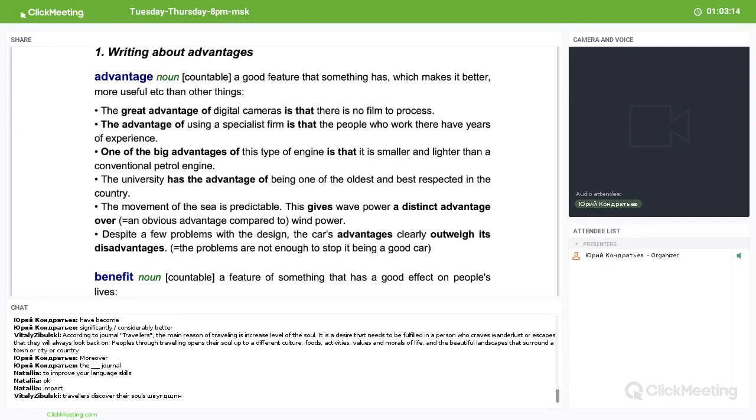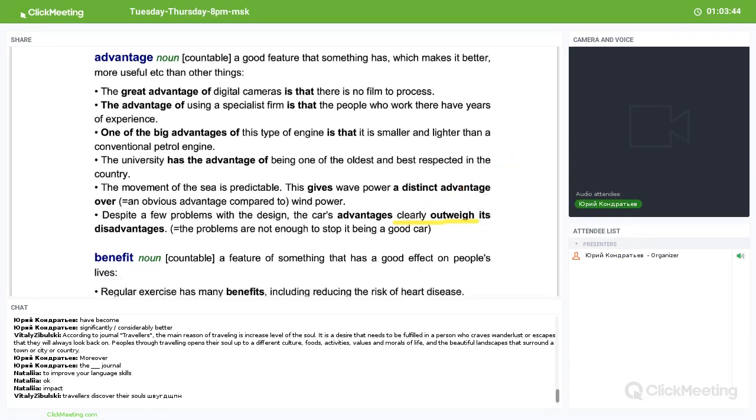The movement of the sea is predictable. This gives wave power a distinct advantage over wind power. So to give something a distinct advantage over, it's also a very nice expression. Despite a few problems with the design, the car's advantages clearly outweigh its disadvantages. So clearly outweigh, that's also useful. Sometimes you're asked in the essay, in your task, do the advantages outweigh the disadvantages? So you can say yes, they clearly outweigh the disadvantages.